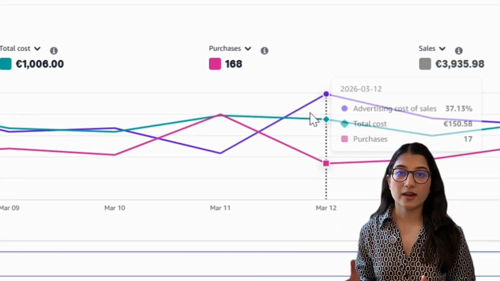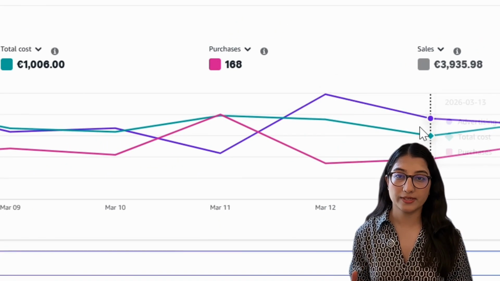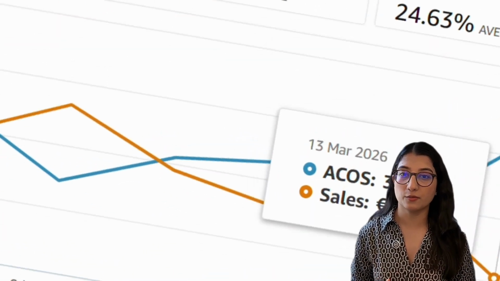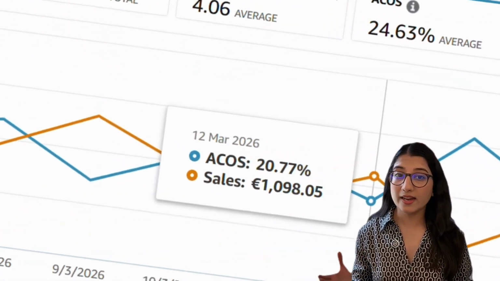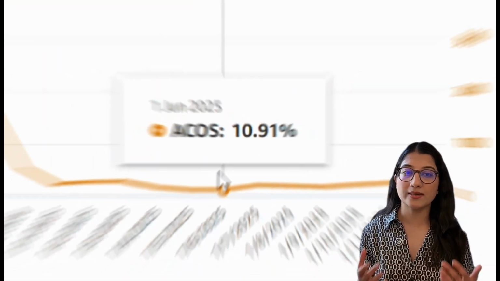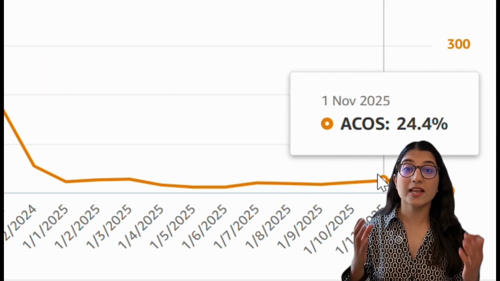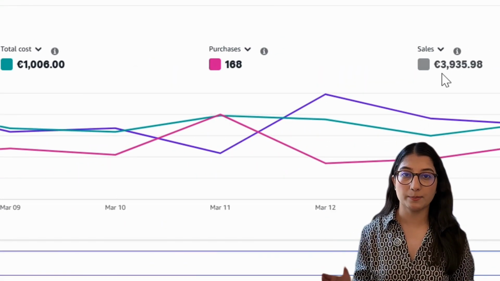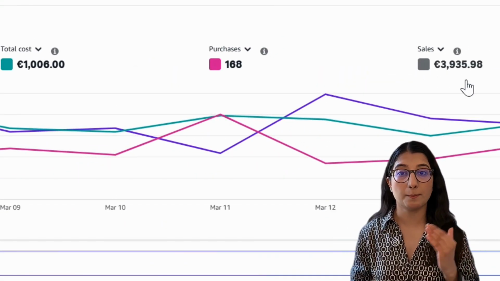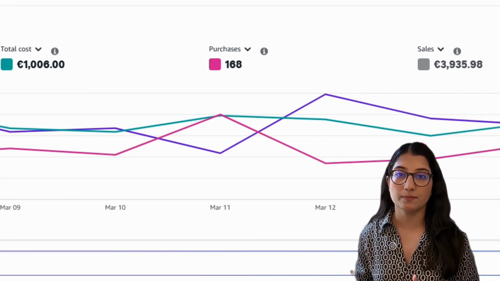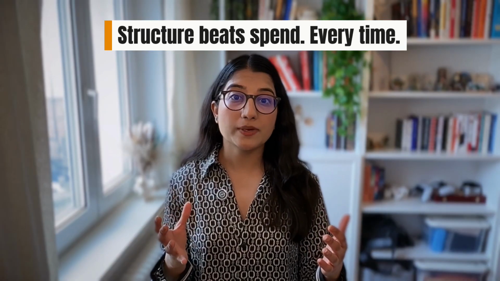Most sellers treat their Amazon ad account like a lottery ticket. They throw campaigns at the wall, let Amazon do whatever it wants, and then wonder why their ACoS is out of control. The brands that win on Amazon aren't necessarily spending more, they are spending smarter. They have a deliberate structure behind their campaigns. Every campaign has a purpose. Every campaign feeds information back into the system. That is what I want to build with you today.